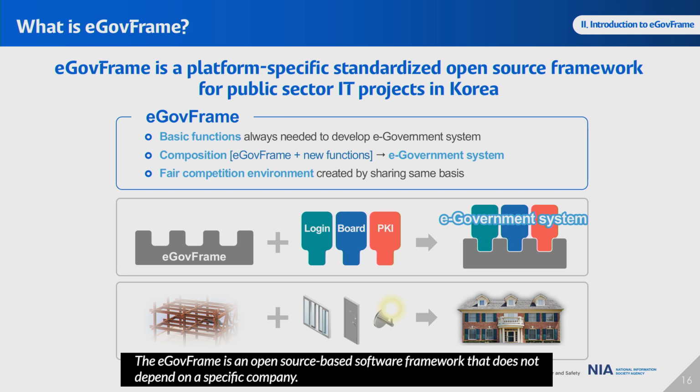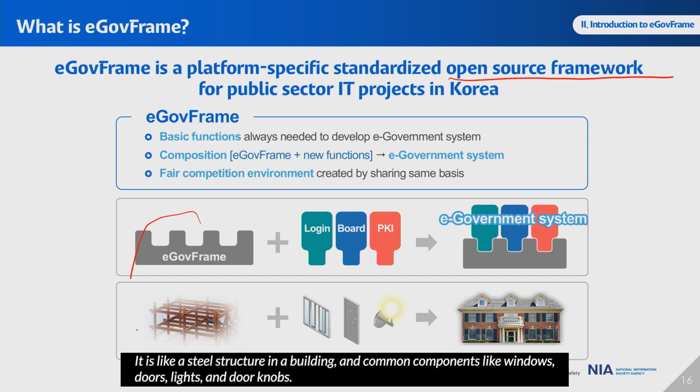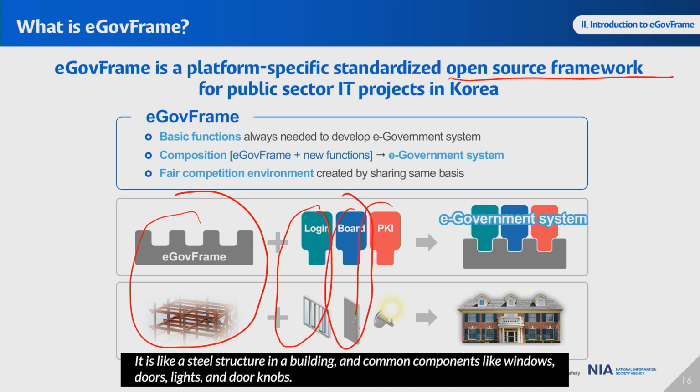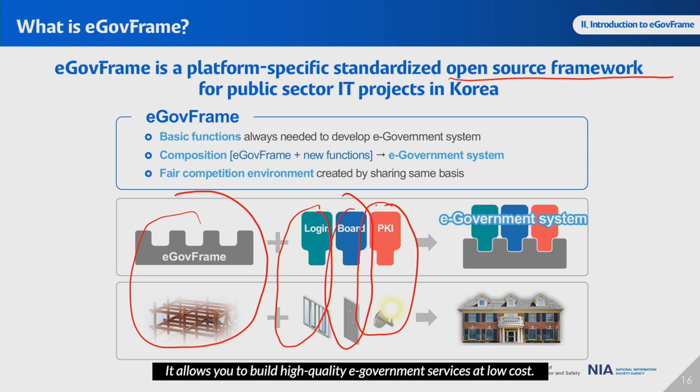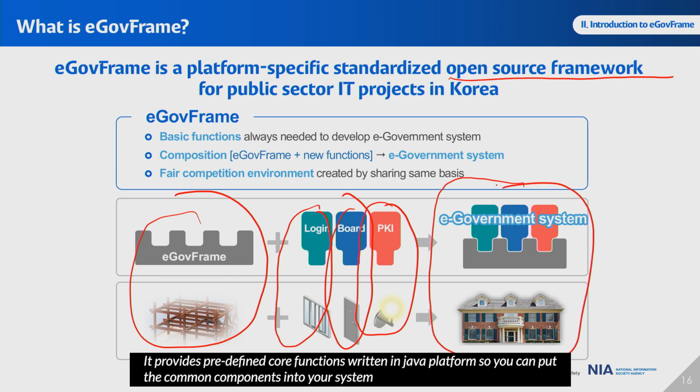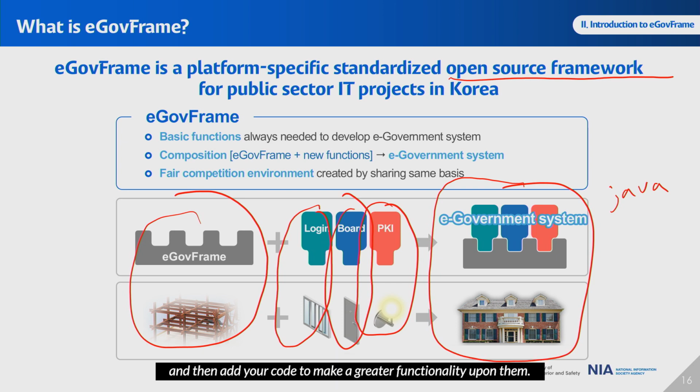eGovFrame is an open source framework that does not depend on a specific company. It's like a steel structure in a building, with common components like windows, doors, lights, and doorknobs. It allows you to build high-quality e-government services at low cost. It provides predefined core functions written on the Java platform. So you can put the common components into your system and then add your code to make greater functionality upon them. It lets you focus on your own business logic.